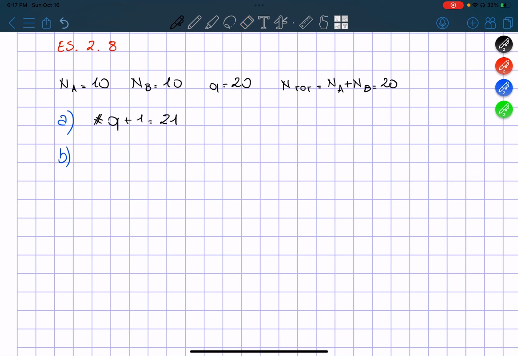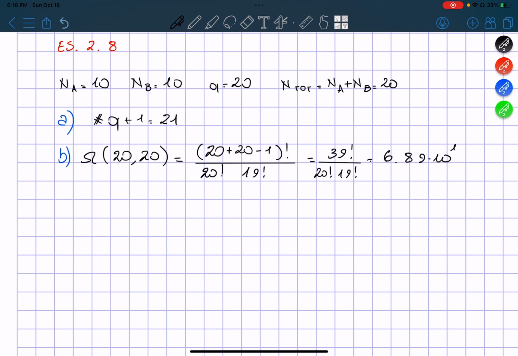So part B, how many microstates are related to the system? So in total, this just means we have to calculate for 20 and 20 for N and q. So we're going to have (20 plus 20 minus 1) factorial divided by 20 factorial times (20 minus 1) factorial, which will be 19. So here we have 39 factorial on top divided by 20 factorial times 19 factorial. So we have 6.89 times 10 to the power of 10 in total.